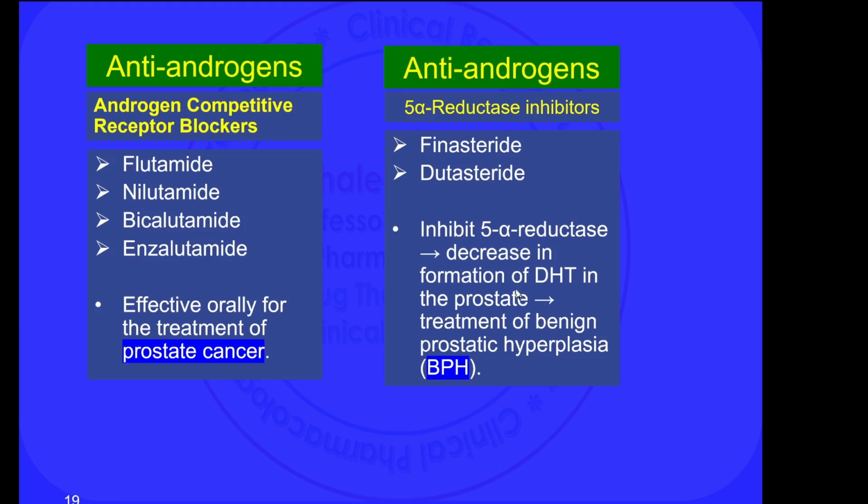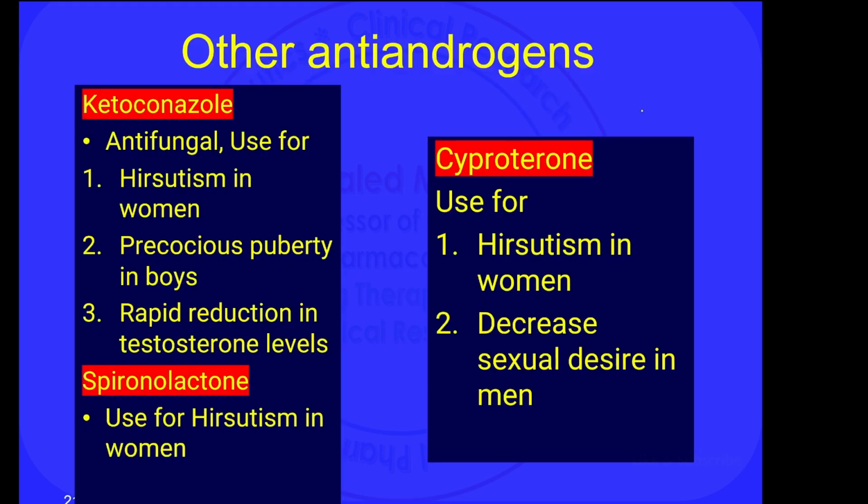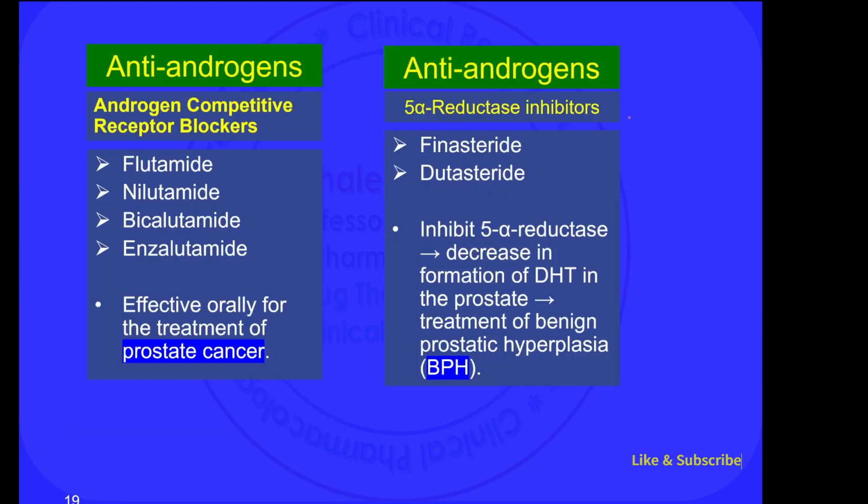As you can see here from this graph, we have two types of anti-androgen. We need to remember the types according to the mechanism of action. We have a group of medication that inhibit the enzyme called 5-alpha reductase. Two medications, finasteride and dutasteride, inhibit 5-alpha reductase and decrease formation of dihydrotestosterone. These medications are used for patients suffering from benign prostatic hypertrophy or hyperplasia.